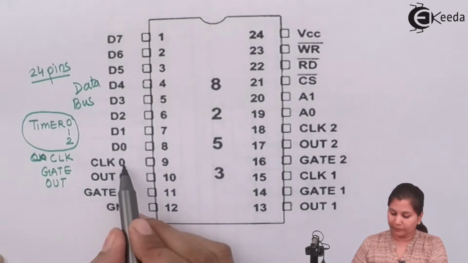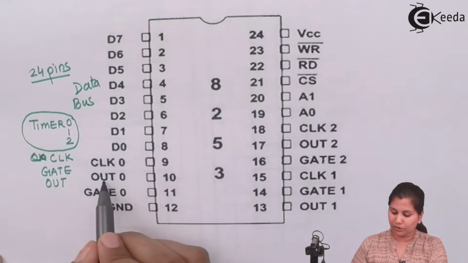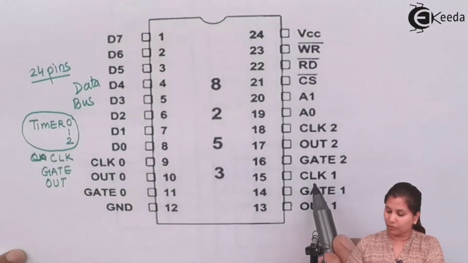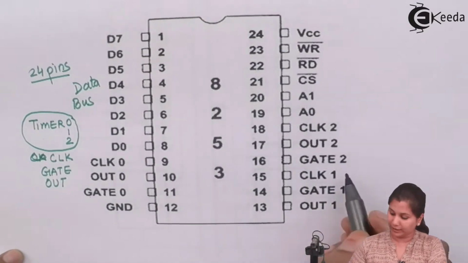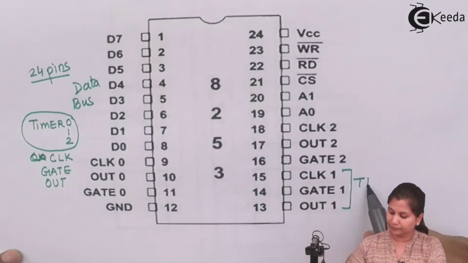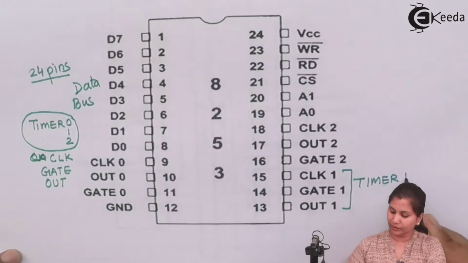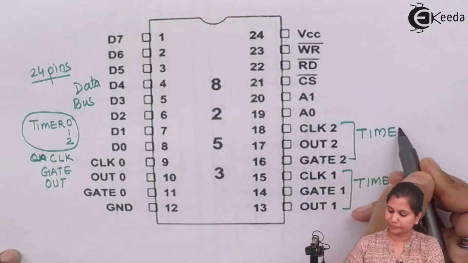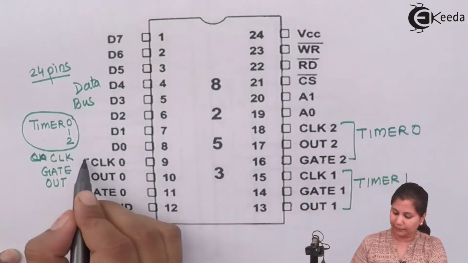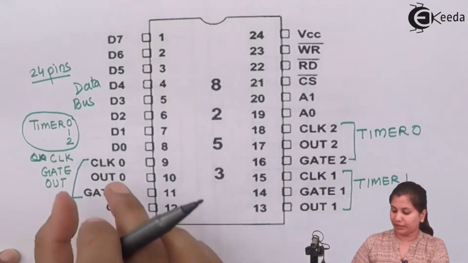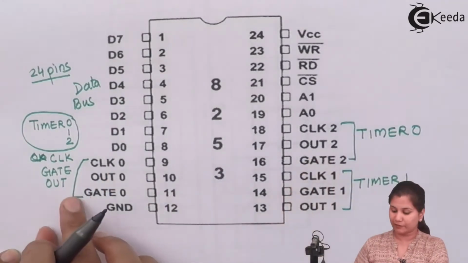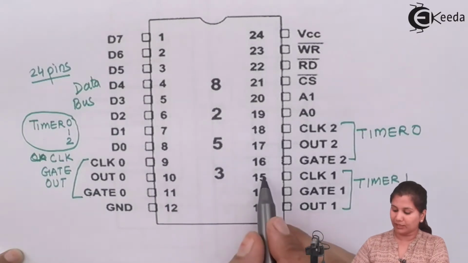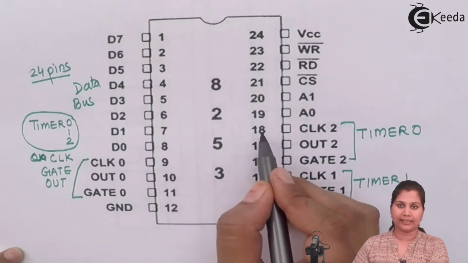For timer 0, we have clock 0, out 0, gate 0. For timer 1, we have clock 1, gate 1 and out 1. These are for timer 1, and these 3 are for timer 2. This is for timer 0. So the 3 timers will have the 3 signals, which occupy pins 9, 10, 11, 13, 14, 15, 16, 17 and 18.